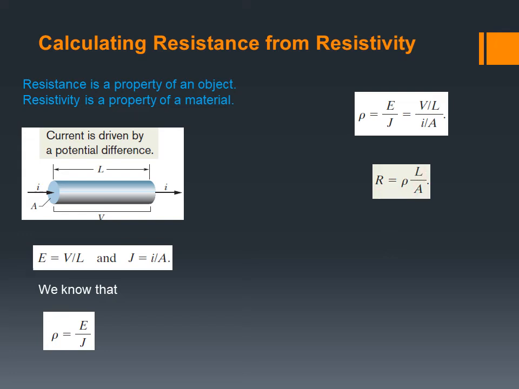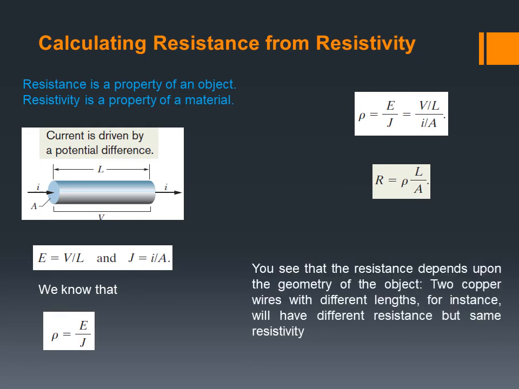Now look at this result. It is very interesting. So what do you see? You see that resistance depends upon rho L over A. The first thing you note is that we started from resistivity and we acquired an equation for resistance. So we calculated resistance from the resistivity. So what does it imply?